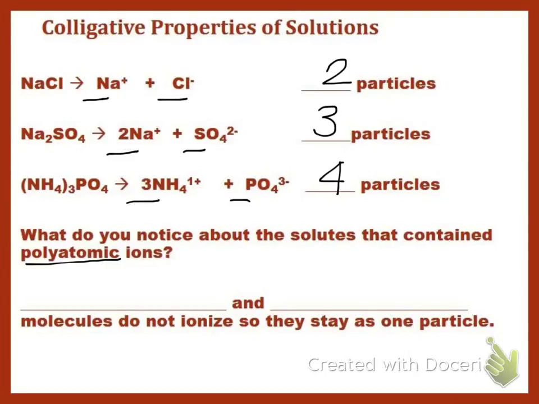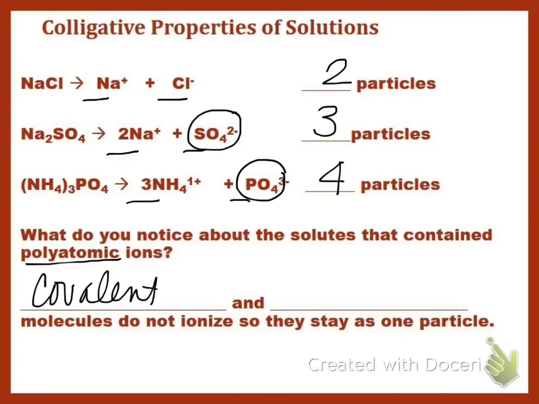The polyatomics, however, do not break apart. They stay as a particle. So they don't break apart into the sulfur and oxygen for sulfate or the phosphorus and oxygen because they're covalently bonded. So your ionic compounds will break apart into their ions. If you have a covalent, which means molecular, or an organic molecule, they do not break apart. They are one particle only. Remember yesterday when we talked about electrolytes and non-ionic, and polar covalent, we said they don't dissociate.